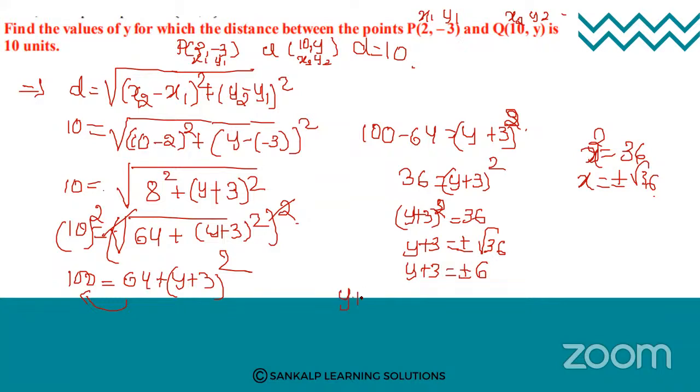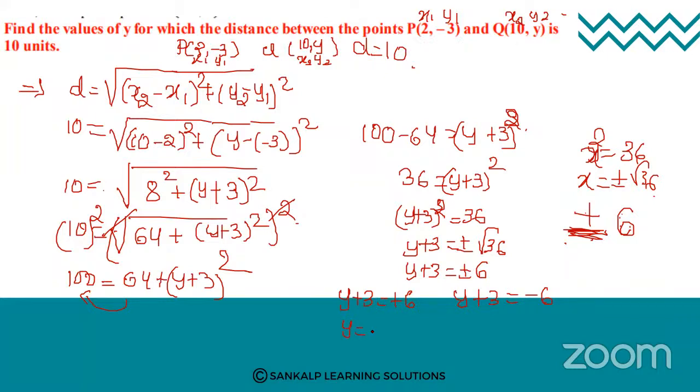Now 6 has two signs, that is plus 6 and minus 6. Therefore y plus 3 is equal to plus 6 gives one value, and y plus 3 is equal to minus 6 gives another. Plus or minus 6 means plus 6 and minus 6. 6 has both the signs. So let us take plus 6 one time, and minus 6 the other time.